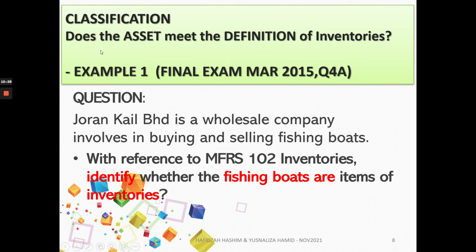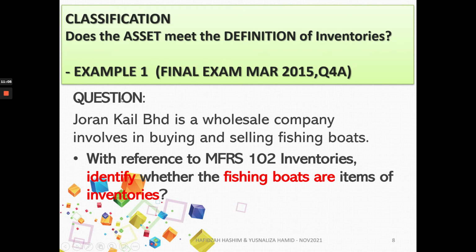Let's look at the first example here. So the situation is to check whether or not the asset meets the definition of inventories. This is on classification. Identification is when you identify whether or not there is an asset. But when we talk about classification, it is about whether or not that asset that you earlier identified meets the definition of the particular standard that we are dealing with. And now we are dealing with MFRS 102 Inventories. And recall the definition that we earlier discussed.